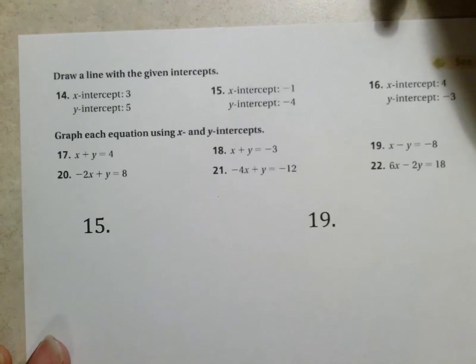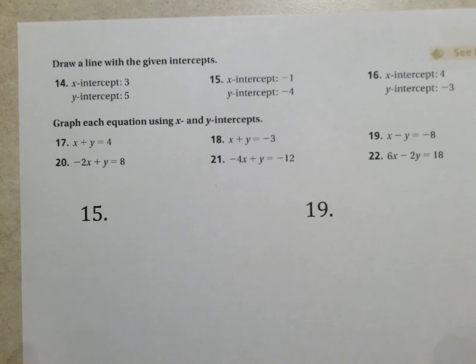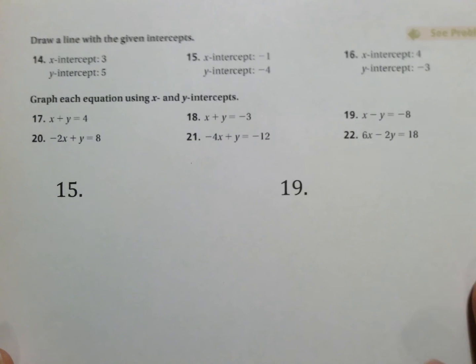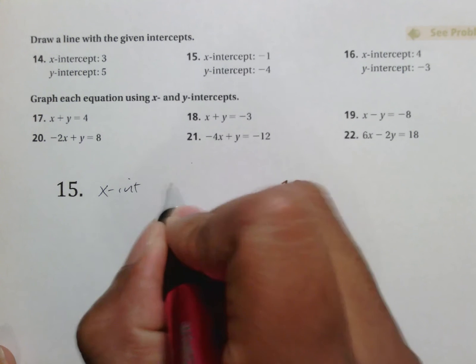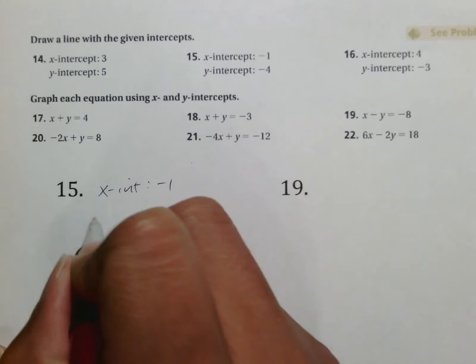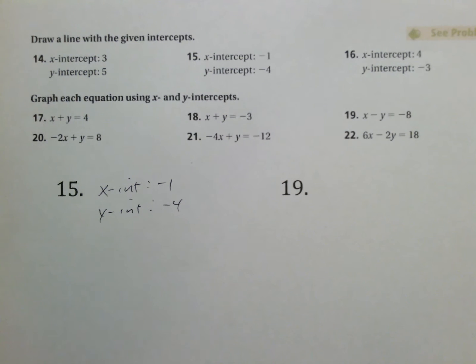The next thing we're going to do is look at a question that wants us to draw a line with the given intercepts. Number 15 says draw a line with the given intercepts. The x-intercept is -1 and the y-intercept is -4.